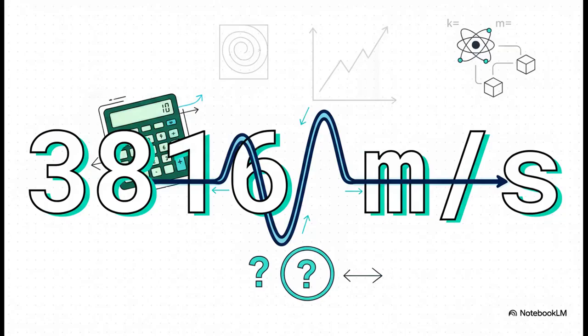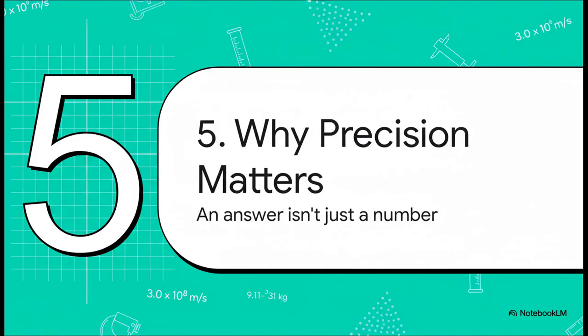So we punch those numbers in, and boom, we get an answer, 38016 meters per second. Great, that's the speed of our wave. We're done, right? Well, not quite. There is one more absolutely critical step we have to take. And this last part brings us to a really deep idea, something that separates okay science from great science.